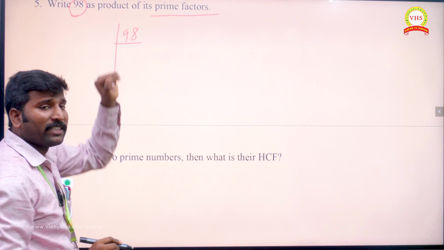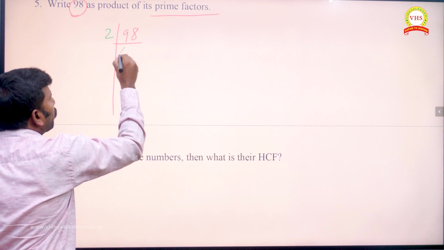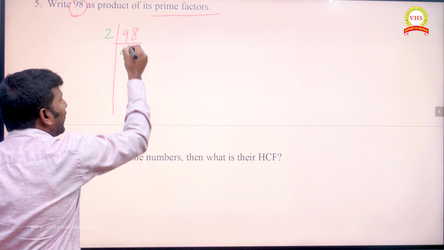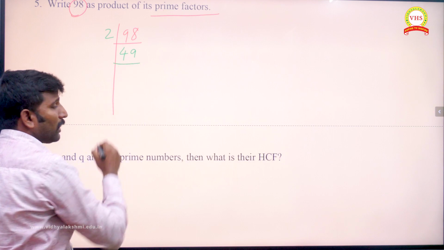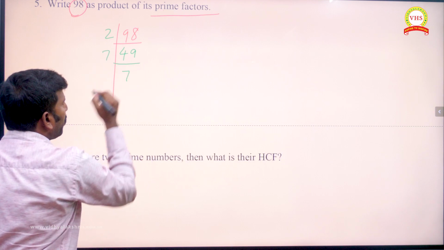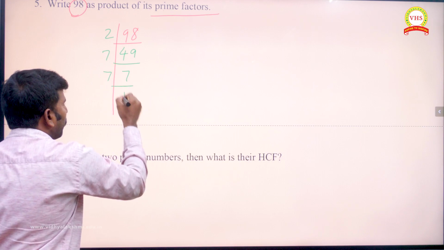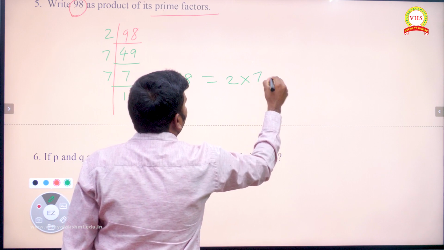The last digit ends with 8, that is an even number, so definitely it will be divisible by 2. 4 2s are 8, remaining 1, so 18. 18, there is a 9. So 49. 49 is a perfect square, 7 square. So 7, you will be getting 7. Again, if you divide by 7, 7 I am getting. So 98, I am writing as 2 into 7 into 7.